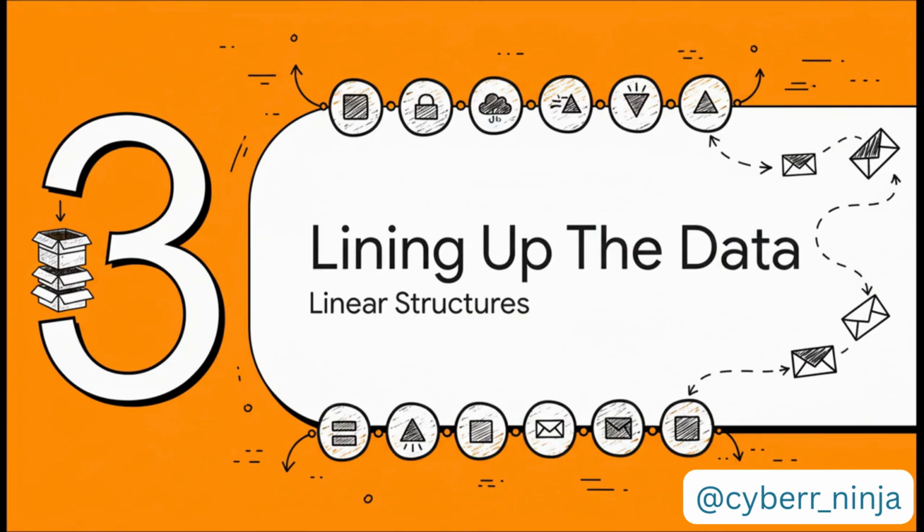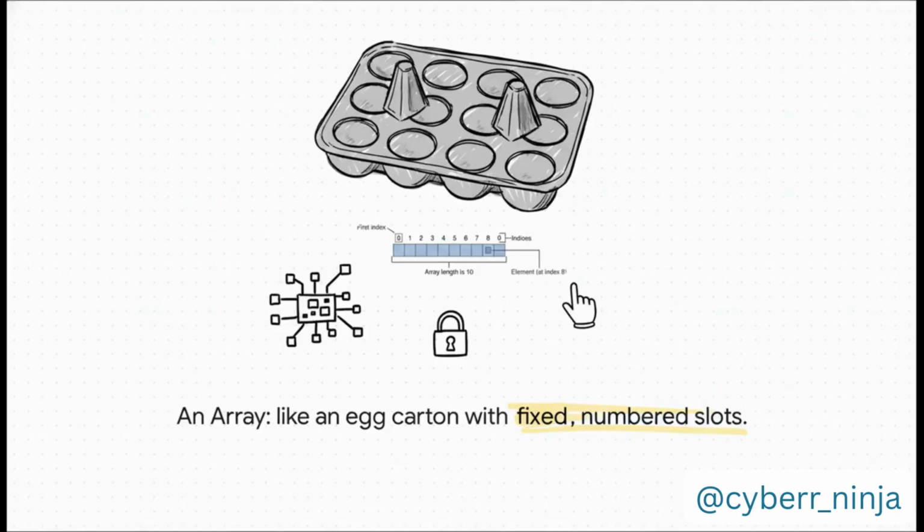This is all about putting your data in a sequence, one thing after another, kind of like beads on a string. Now, the most basic linear structure is something called an array. And honestly, the best way to picture this is like an egg carton. It has a fixed number of spots, say 12, and every single spot is numbered. So if you want the egg in slot number 8, you can just go right to it. It's incredibly fast to grab any item as long as you know its position or its index.